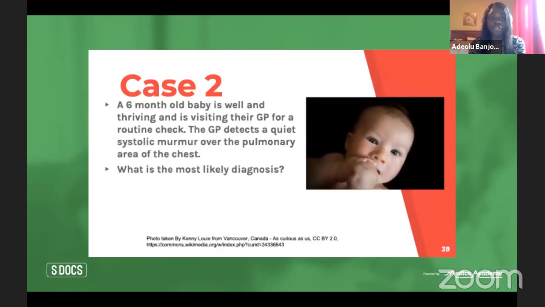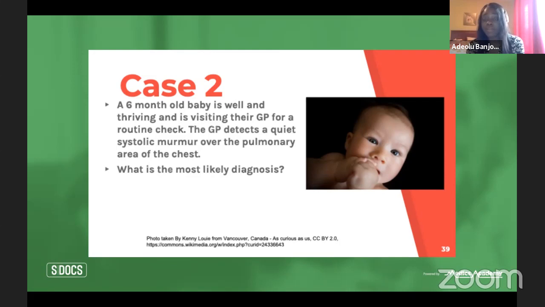Okay, so now on to case 2. So a 6-month-old baby is well and thriving and is visiting their GP for a routine check. The GP detects a quiet systolic murmur over the pulmonary area of the chest. What is the most likely diagnosis?